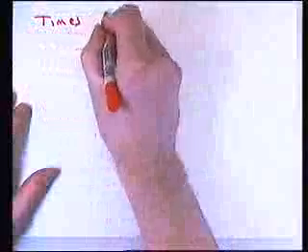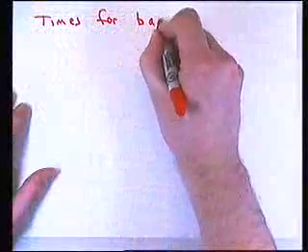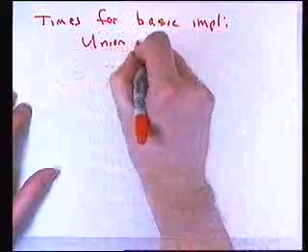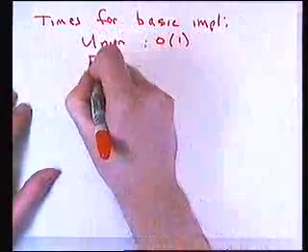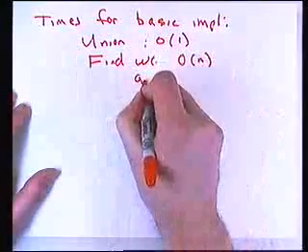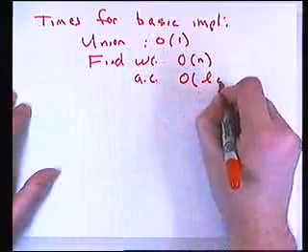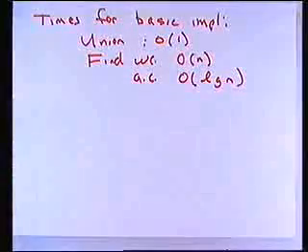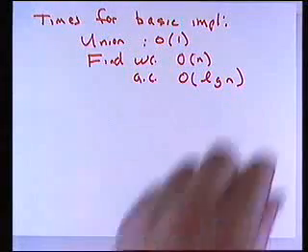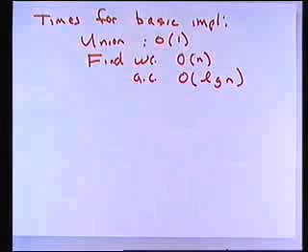And so we had said that for your basic implementation, union is constant time, and find in the worst case is order n, and find in the average case, where on the average these trees might be logarithmic in depth. But in the worst case, you could have one long linear tree of all the nodes. And so that would be the worst case.